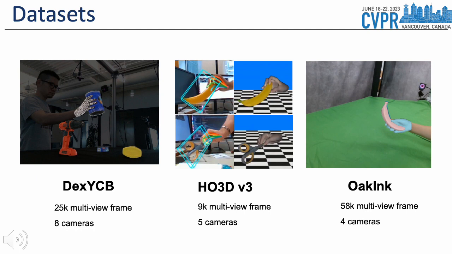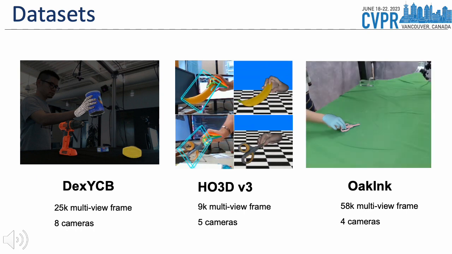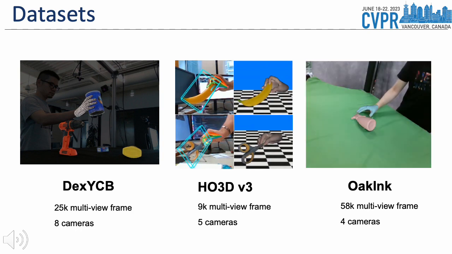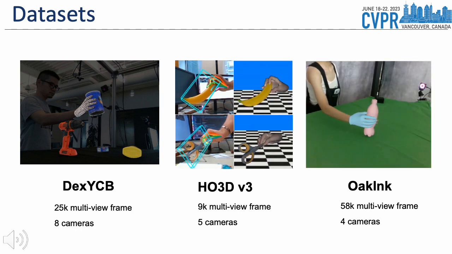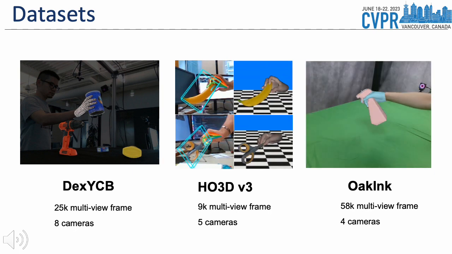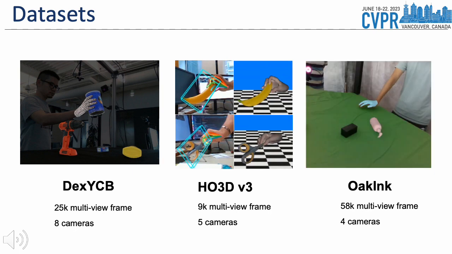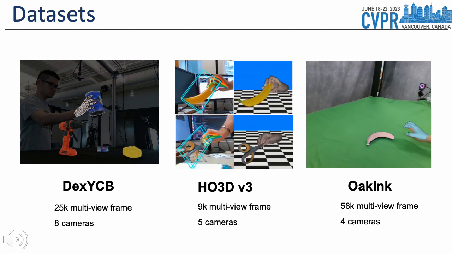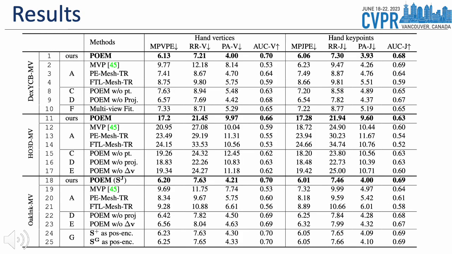We evaluated POEM's performance using three multi-view hand datasets: DexYCB, HO3D, and OakInk. All three datasets include dynamic interactions between the hand and object, where occlusion highlights the effectiveness of the multi-view approach. Our method outperformed other transformer-based methods, such as those using 3D position encoding, ray convolution, and feature transform layers, across all three datasets.